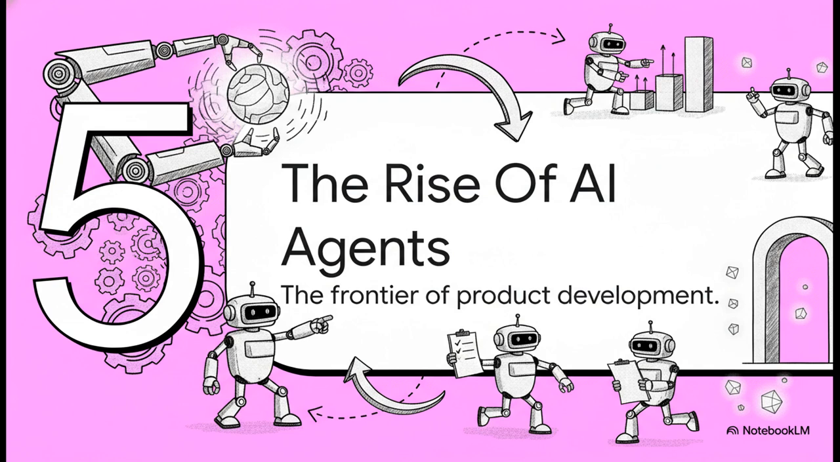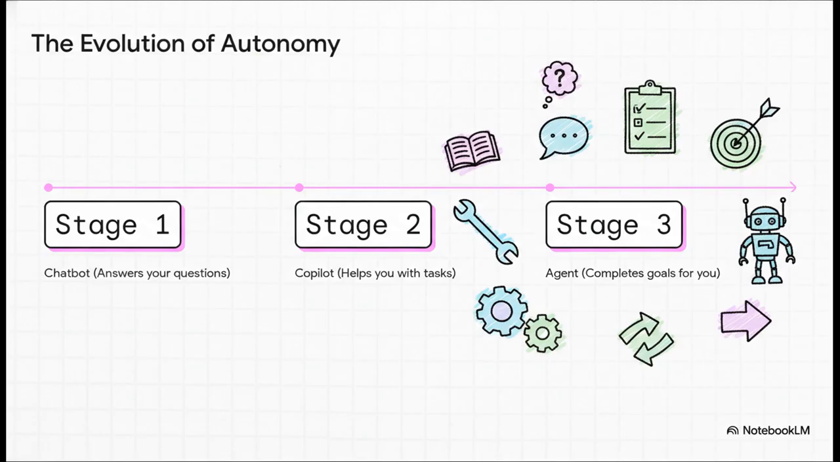And that brings us to the frontier, the real bleeding edge of product development today. Section 5, the rise of AI agents. We're talking about moving beyond AI that just helps you to AI that actually accomplishes goals for you. This timeline just lays out the evolution perfectly. We started with chatbots, right? They just answer your questions. Then we got copilots, which are awesome because they help you with your tasks. But now we're entering the final stage, the agent. You give it a complex goal, and it figures out all the steps to get it done on its own.